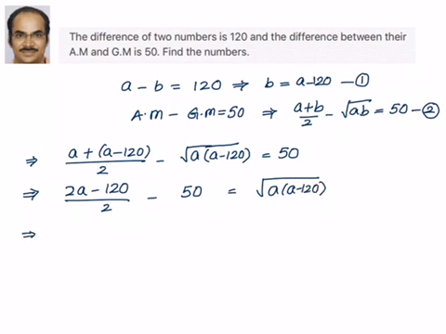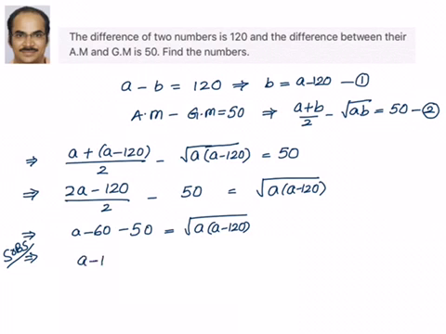Now we simplify. Can I take 2 common? 2 into A minus 60 by 2, that is A minus 60 minus 50 is equal to square root of A into A minus 120. Now let's square it up. That's nothing but squaring on both sides. We do squaring on both sides. You have A minus 110 whole square is equal to A into A minus 120.